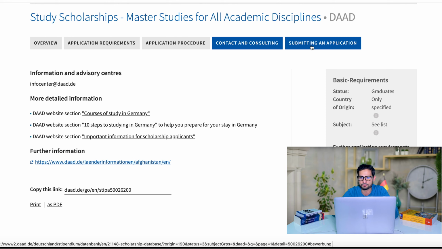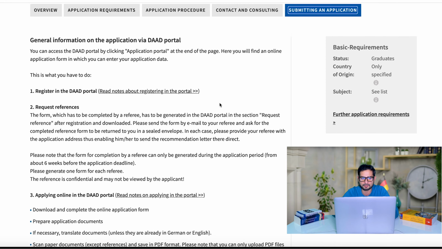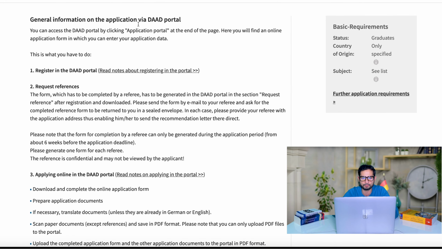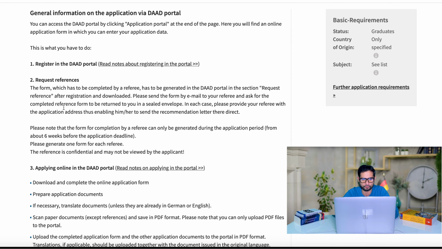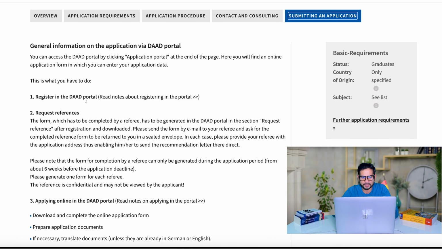So we come now to submitting an application. In submitting an application, we see general information on the application via the DAAD portal. So let's have a very short introduction overview of everything here. As you can see here, we can register in the DAAD portal, or we can go to the bottom of the page, request references. We need to have 2 references. Definitely one is from one of our university teachers.